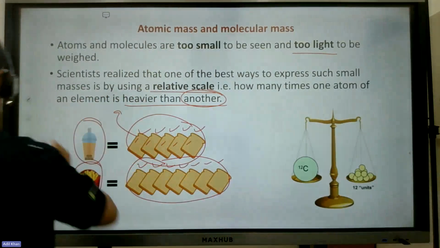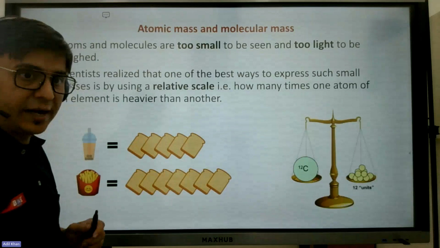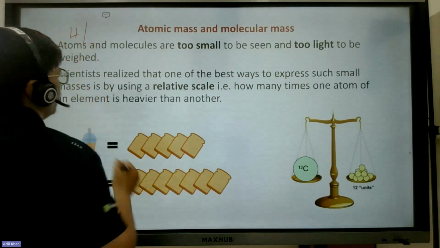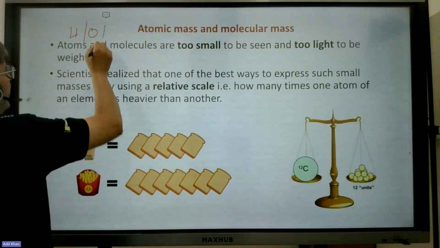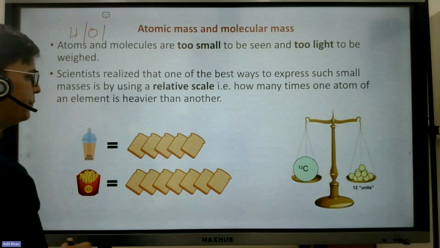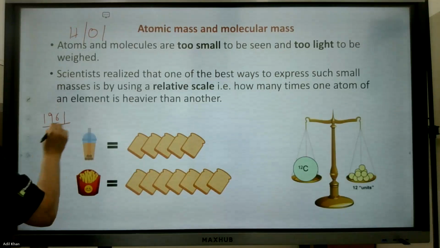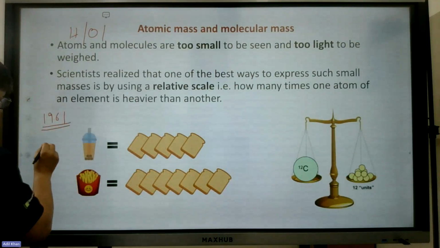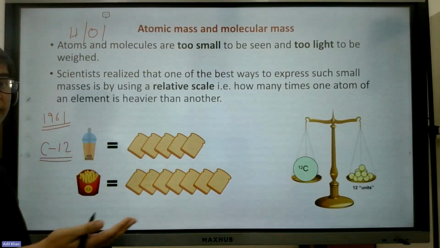In chemistry, we use a specific element as a standard element. Initially, we used hydrogen, but it failed due to various reasons. Then we used oxygen. It also failed due to various reasons like isotopes and various other concepts. At present, since 1961, across the globe, we use the carbon 12 isotope as the standard to measure other elements.